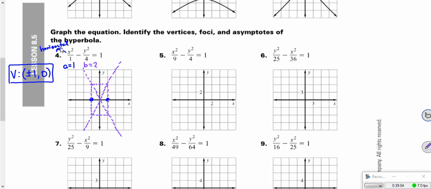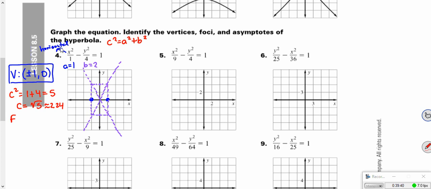Okay? Now, my foci. Remember, c squared equals a squared plus b squared. So for us, c squared equals 1 plus 4, which is 5. So that means c is root 5. Root 5 is approximately 2.24, like 2 1/4.